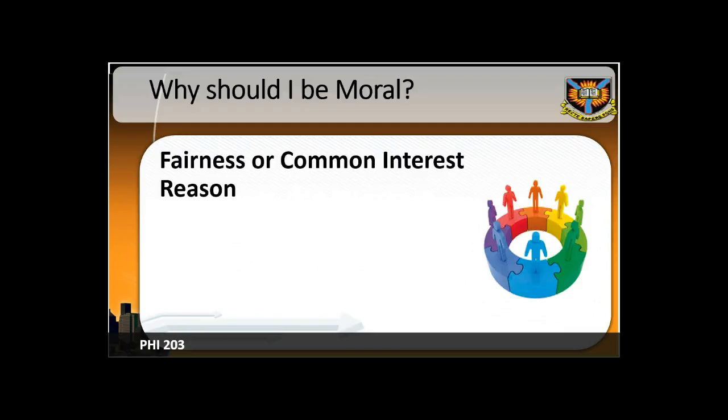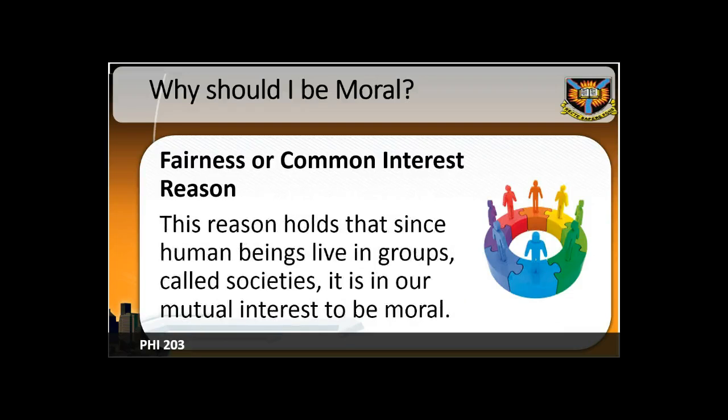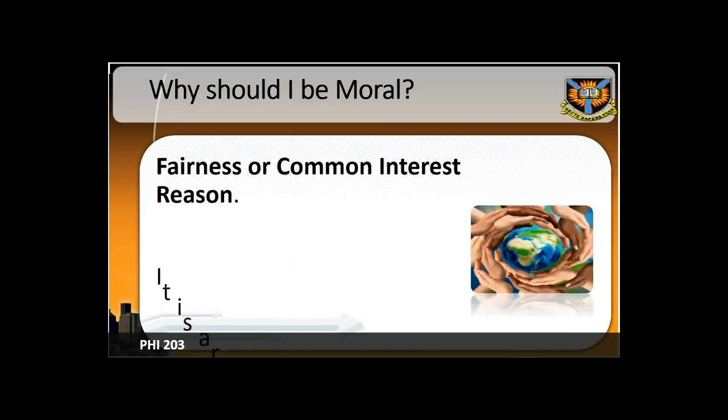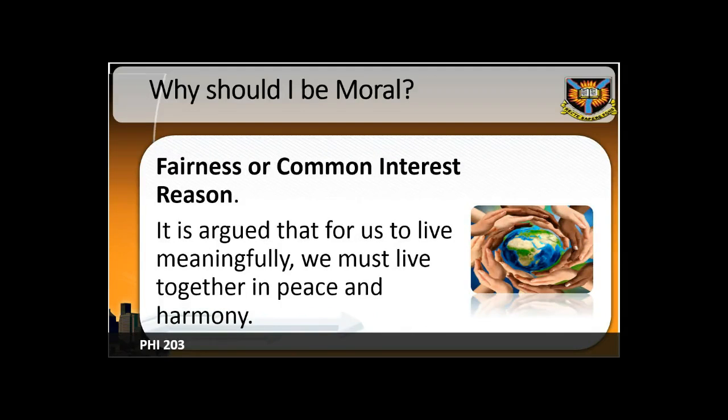Fairness and common interest reason. This reason holds that since human beings live in groups called societies, it is in our mutual interest to be moral. It is argued that for us to live meaningfully, we must live together in peace and harmony. However, living in peace and harmony will be unattainable unless we resolve to live morally. It is explained that if you act the way you like, even if what you like is immoral, and I do the same, how and when I like, then survival will be unbearable, if not totally impossible.